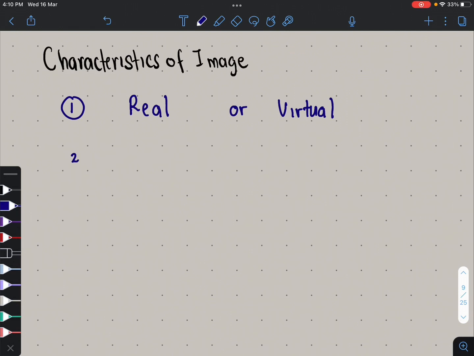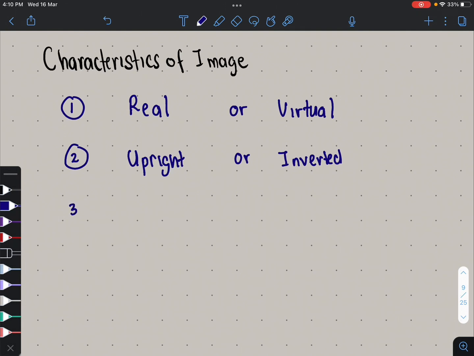The second classification adalah whether the image that we have formed is upright or inverted. Okay, it's either the image that we have formed is upright or inverted. Upright maksudnya it is in the same criteria as the image, as the object. If it's inverted, maksudnya it is opposite to whatever our object looks like.